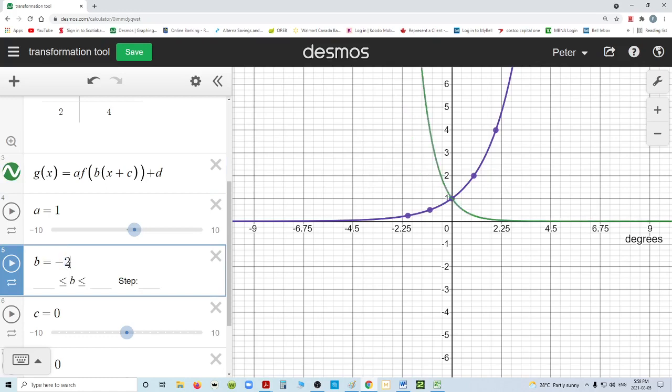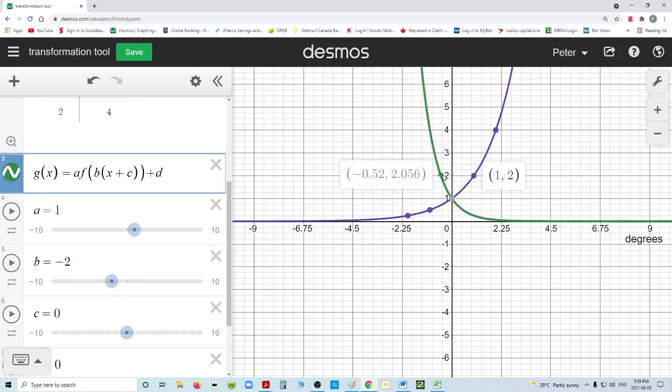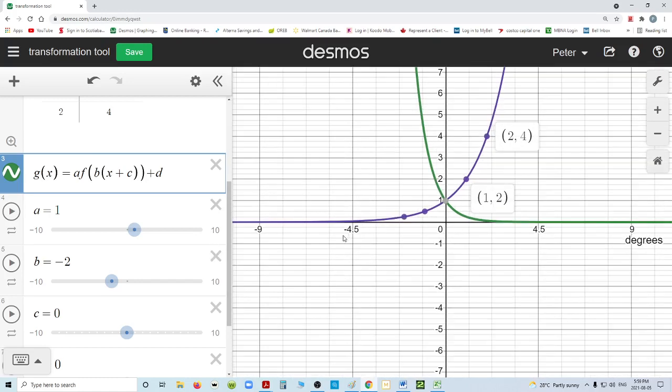Now it's been compressed by a half, not stretched by 2, and multiplied by negative 1. So that means 1 comma 2 is going to be half of that and negative. So it's going to be negative a half comma 2. There it is, negative a half comma 2. And that means up here, 2 comma 4, when I take that 2 and multiply by negative a half, it's going to become negative 1 comma 4. And you can see the reflection in the y-axis now because this was not a symmetrical function. It's easier to see reflections in the y-axis when it's not symmetrical.